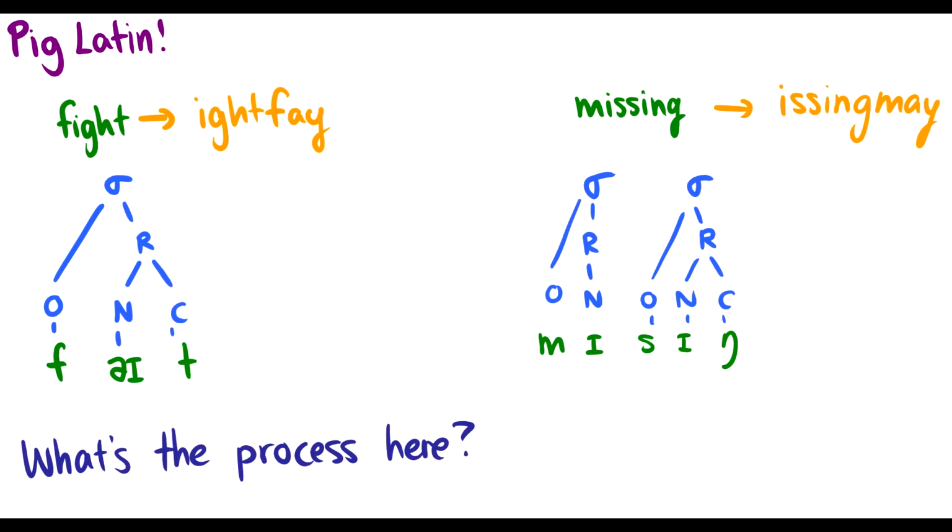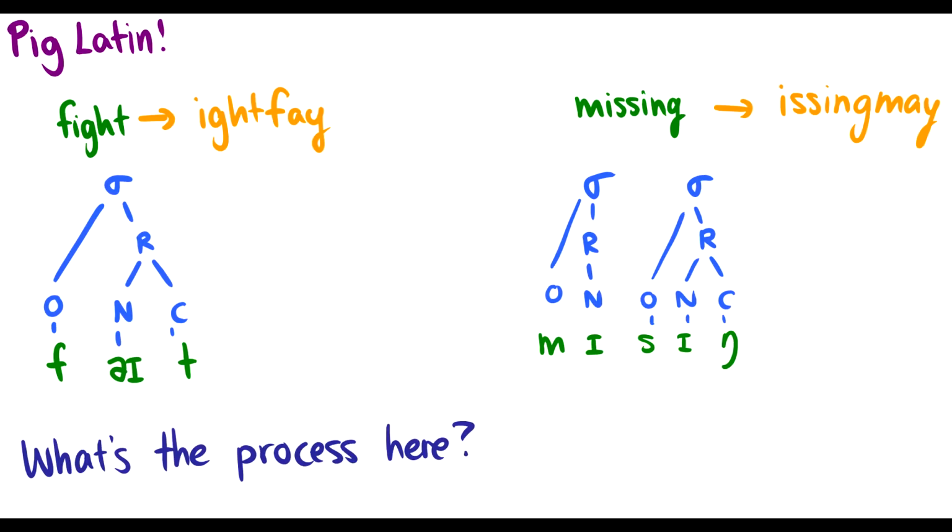Now let's take a look at the fun Pig Latin in English. So Pig Latin occurs in English, as most people would tell you, when you take the first letter of the word, move it to the end of the word, and add an A to the end. So fight becomes ite-fay. Missing becomes issing-may. But there's a little bit more to that.